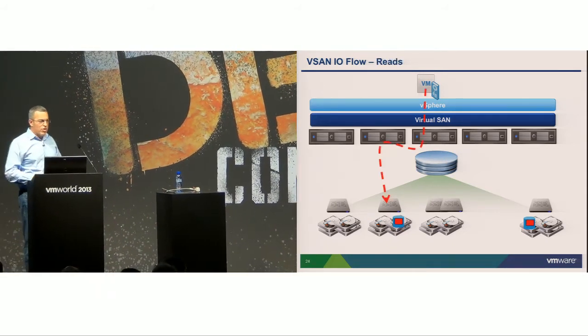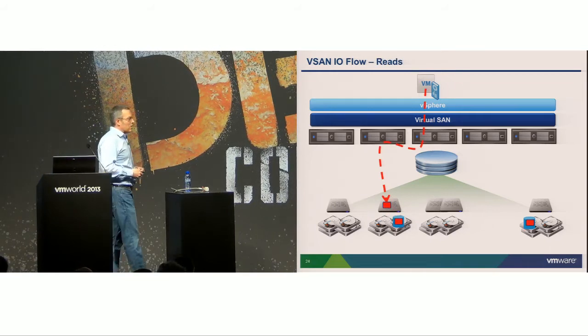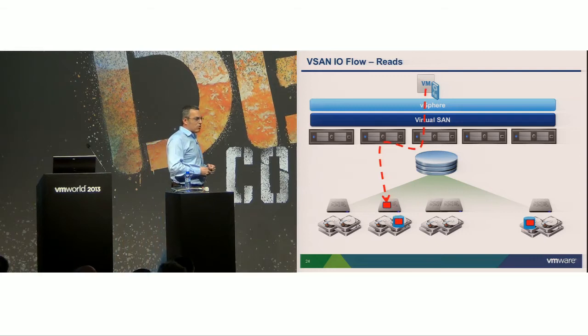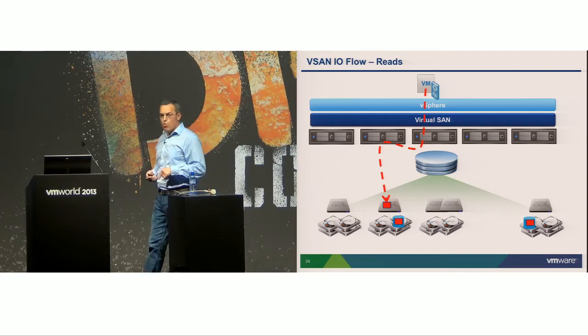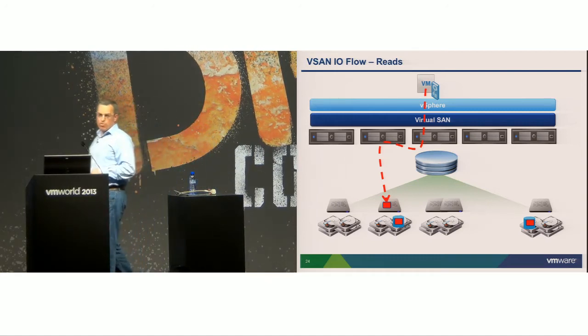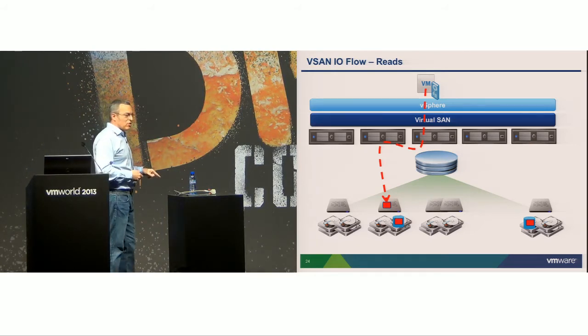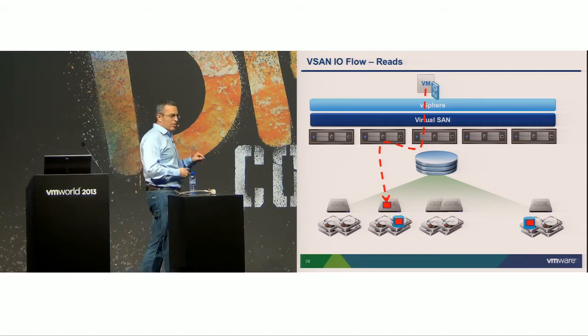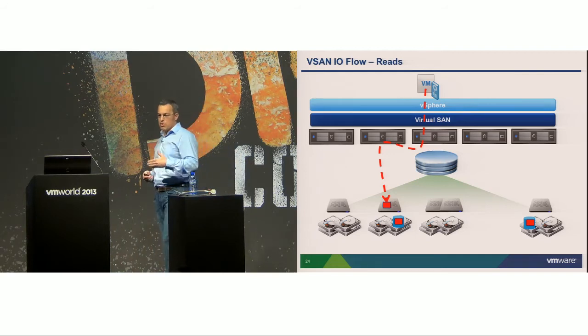Let's see now how reads are performed. Again, when the guest operating system, the VM, performs a read operation to the virtual disk, it goes to the vSAN module on the local node, and vSAN now will decide which replica to read the data from. It picks one replica and sends the read request to the host where that replica lives. That may be another host or could be local. In this example, it is another host.